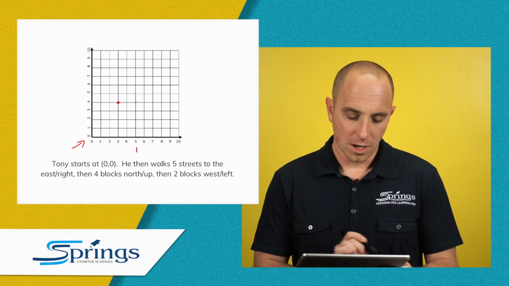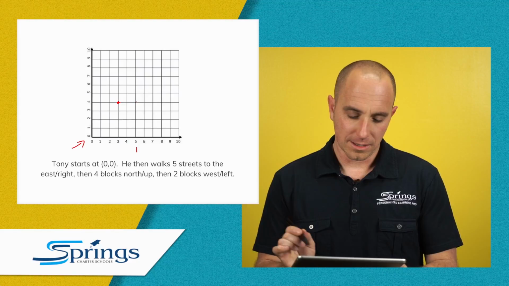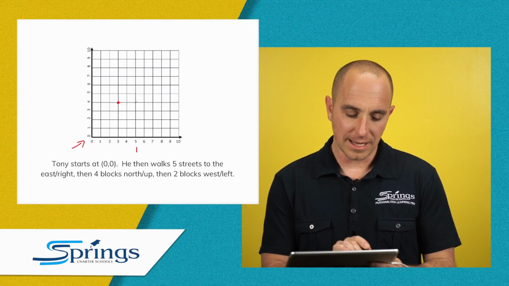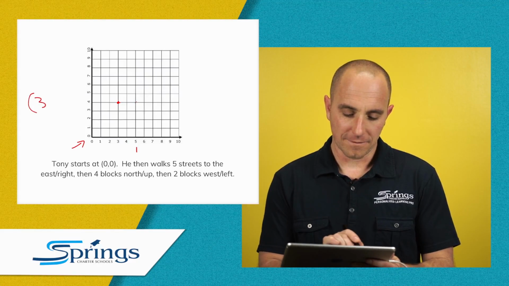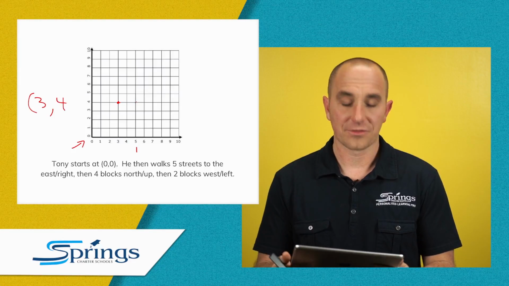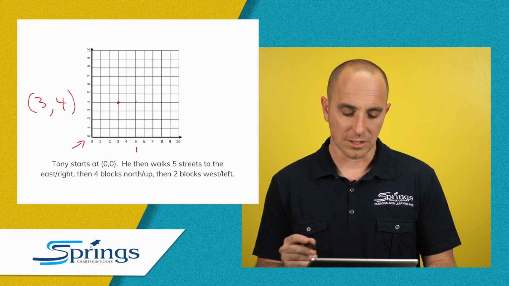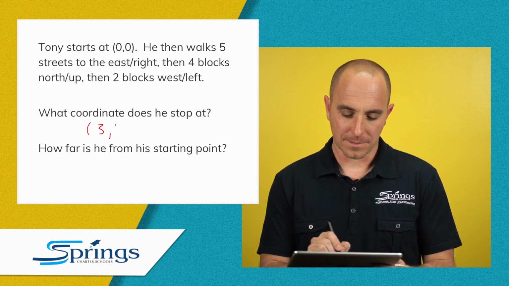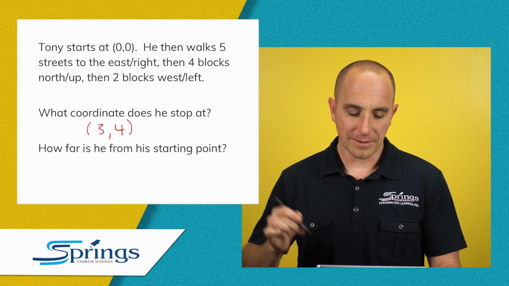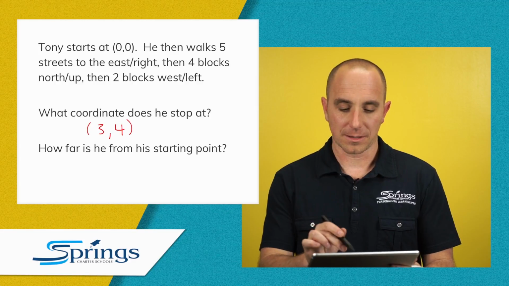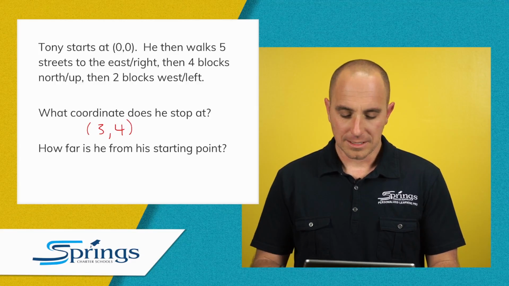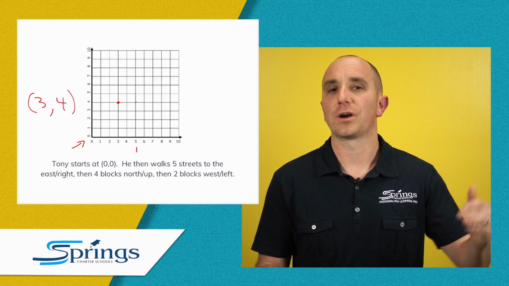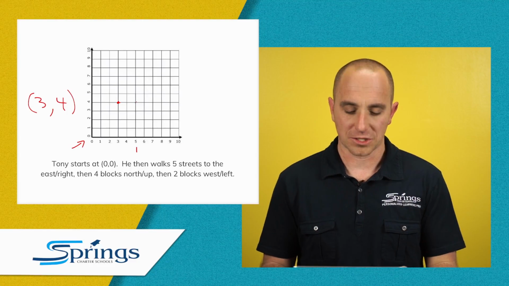All right, so our ordered pair is going to be, you can see 3 on the x, and then 4 on the y. So we're over at 3, 4. So if we go back to our other question, Tony is at 3, 4, and that's where he stops. And now we've got to figure out how far he is from his starting point. All right, so this is a little different question.